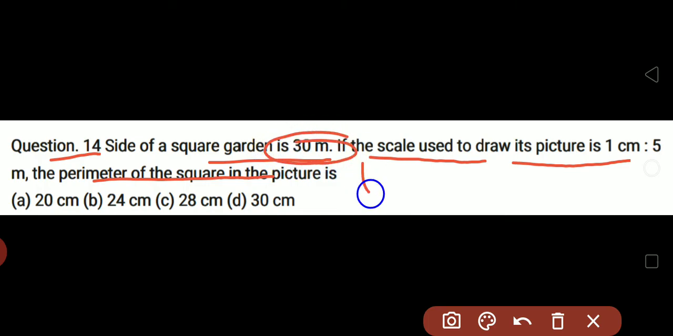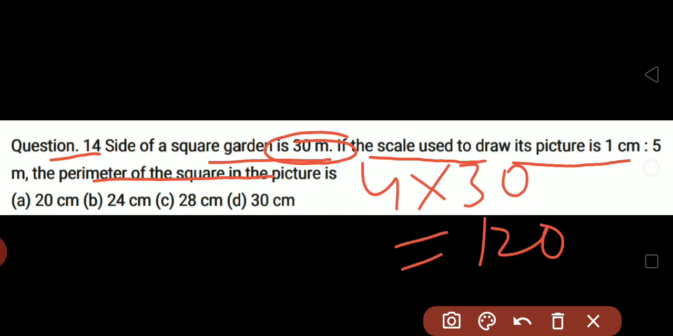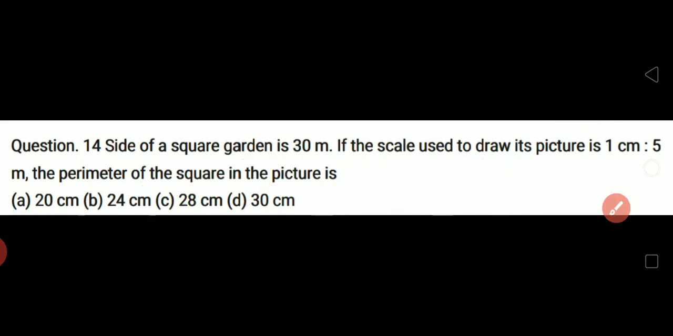So it will be 4 into 30, right? This is 120 meter, and this is the actual perimeter. Now the perimeter in the picture will be, so it is 1:5, so you will divide it by 5 and you will get, 5 2s are 10 and 5 4s are 20, so it will be 24 centimeter.